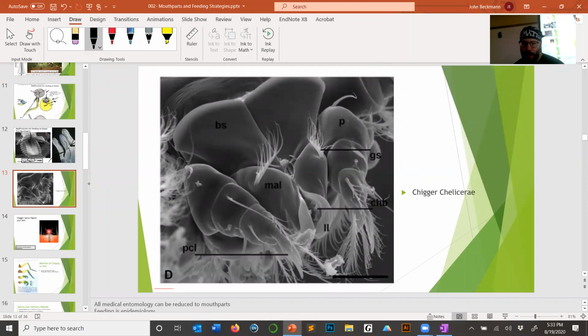Here are chiggers, which are mites. These are mite mouthparts. What do you think that the chigger feeds on based on these mouthparts? What would you guess? Okay, is it going to be a solenophage? Is it going to stick its face into your capillary and suck your blood? I see Lauren shaking her head no.